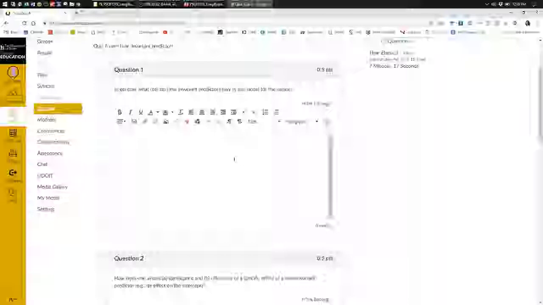So let's do it. What role do time invariant predictors play in the model for the means? What do you think? What do they do? Big picture. What are they for? What do they do?